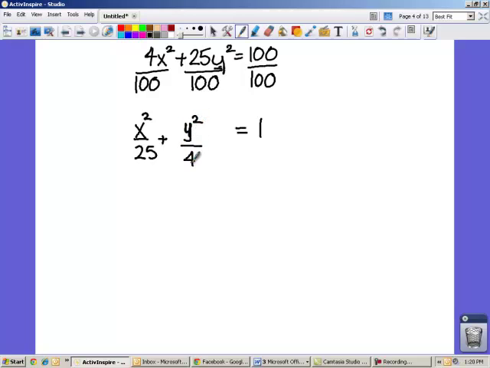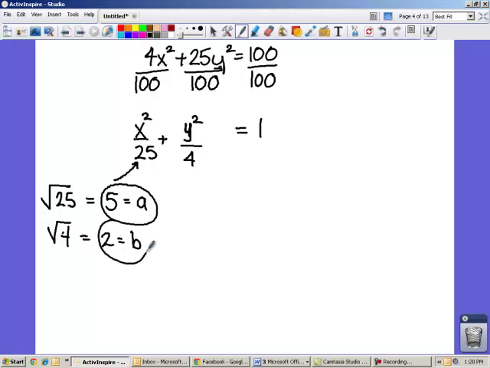Now, according to this equation that we have, the bigger number, which is our a, is the first thing you see. It is not the second. So this means that this graph is going to be horizontal. So the next thing we're going to do is we're going to take the square root of 25, because remember, these are a squared and b squared. We don't want the squared part of it. We want just regular a. So here's our a. Here's our b. That's going to help us get the vertices and the co-vertices.